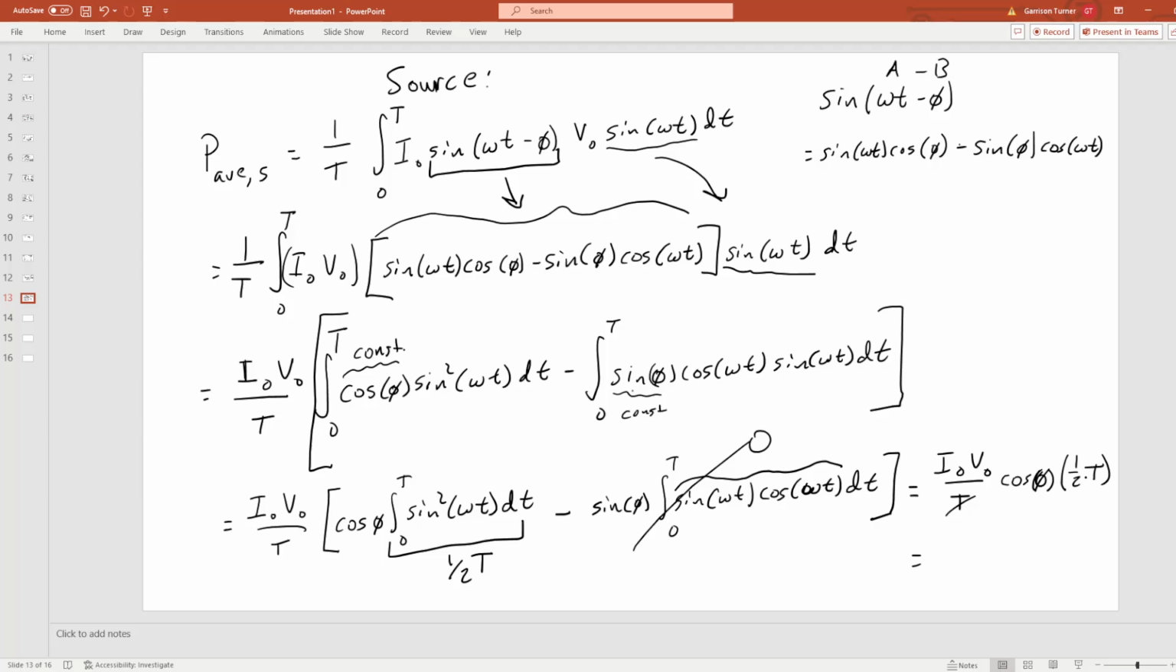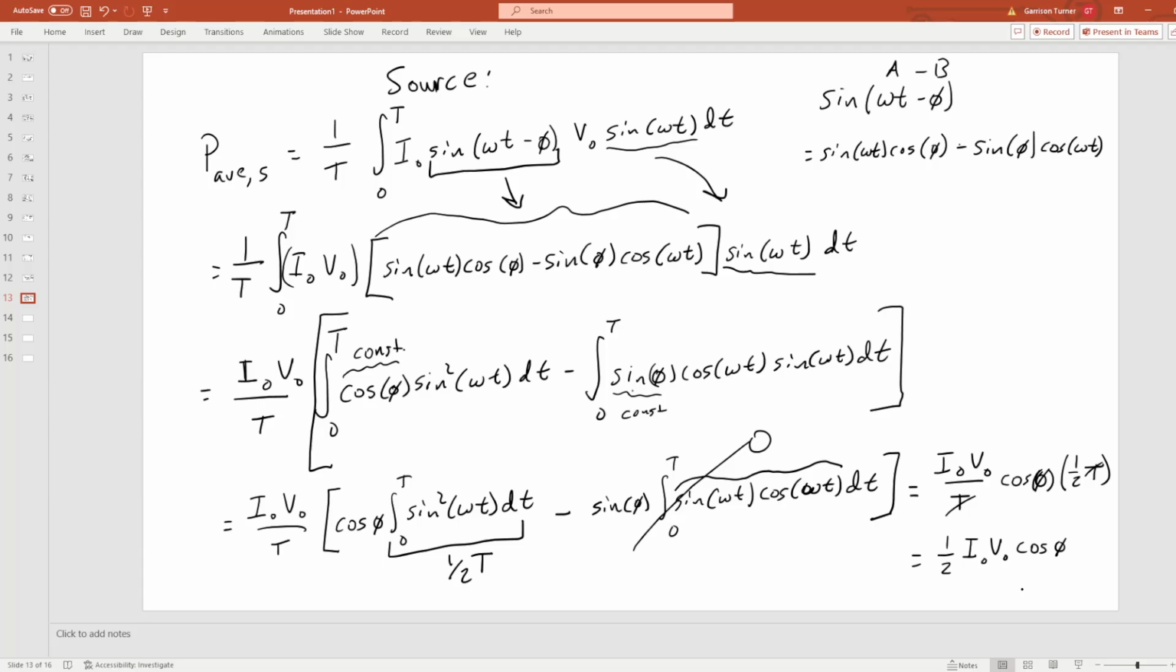So the t's are going to cancel out, and you're going to be left with cosine phi, but you're also going to be left with this 1/2. So 1/2 I naught V naught cosine of phi. Okay, so this is the average power delivered by the source, right? So this could be your outlet, this could be a function generator, whatever the case may be.